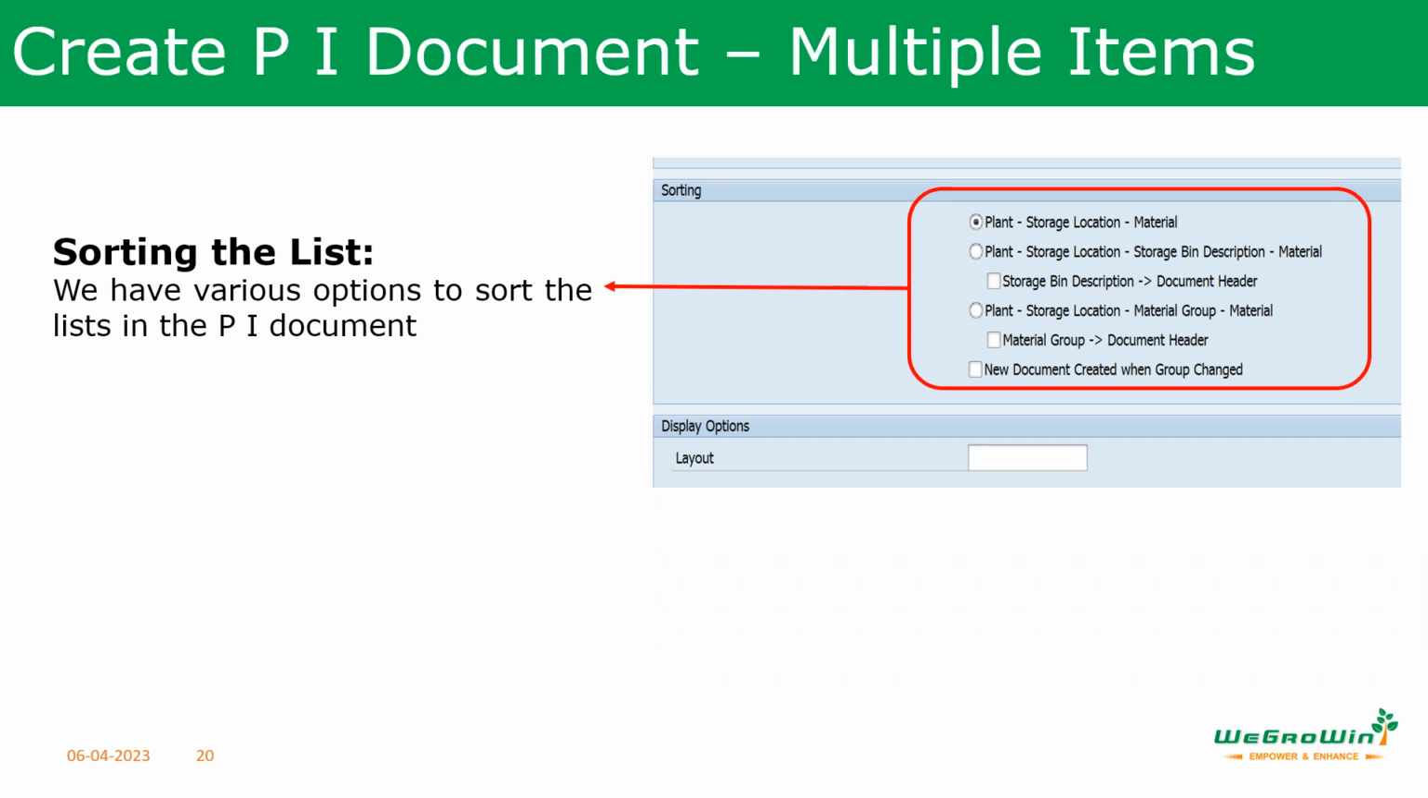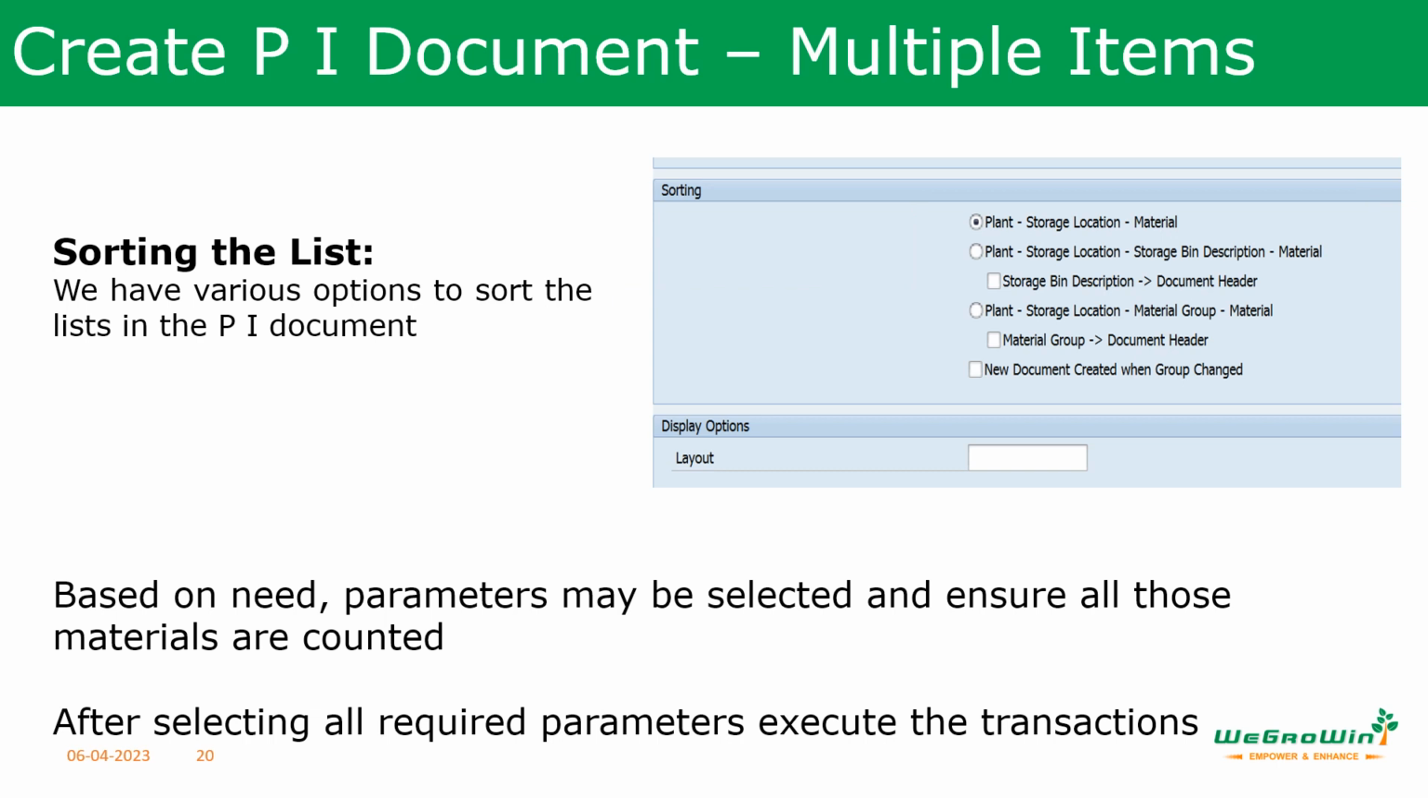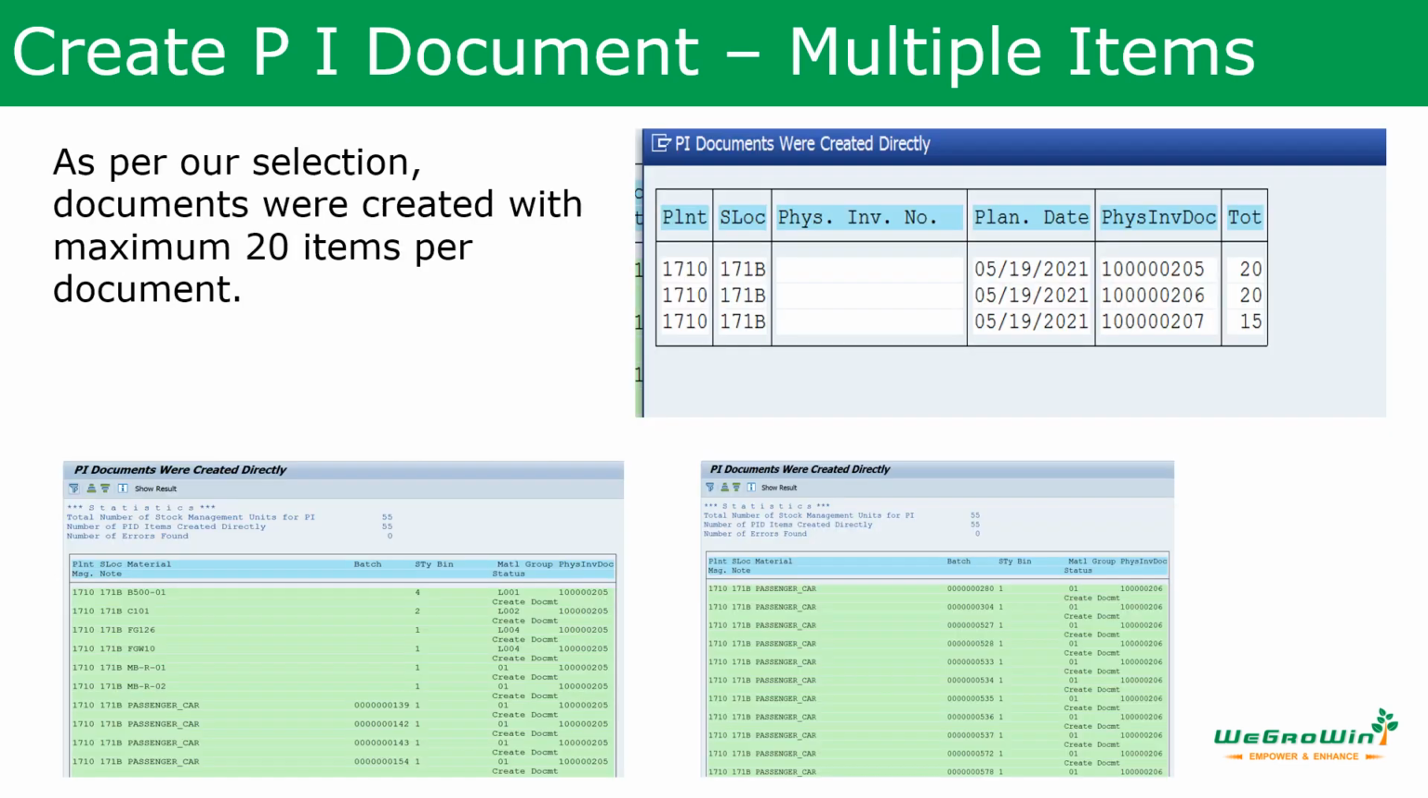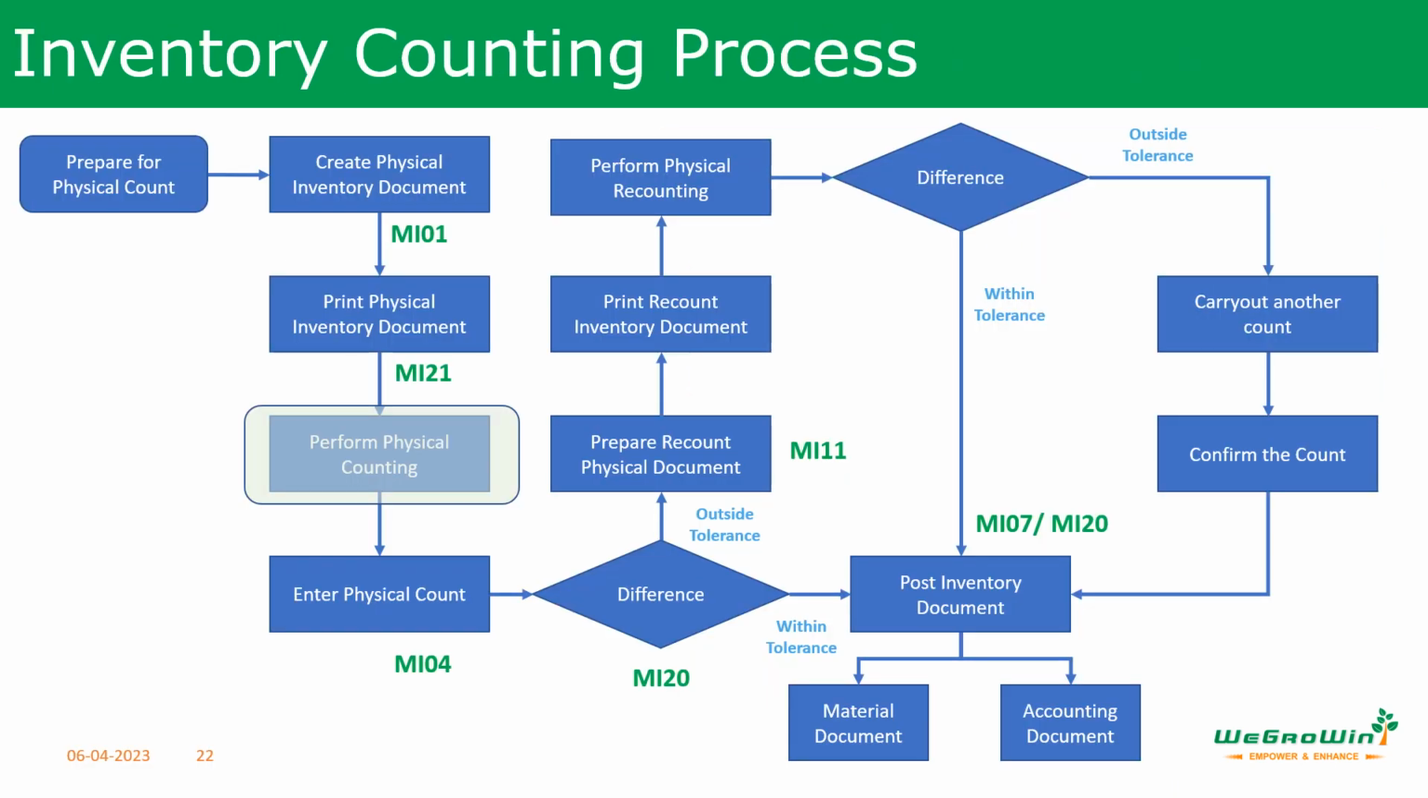We have various options to sort the list in the physical inventory document. Based on the need, parameters may be selected to ensure all those materials are counted. After selecting all required parameters, execute the transaction. As per our selection criteria, documents were created with a maximum of 20 items per document. With printed documents, now we have to carry out the physical counting.